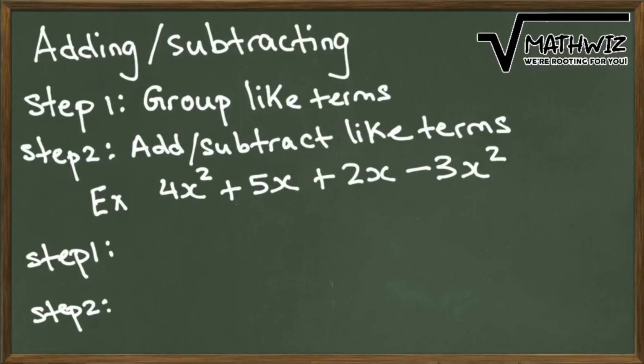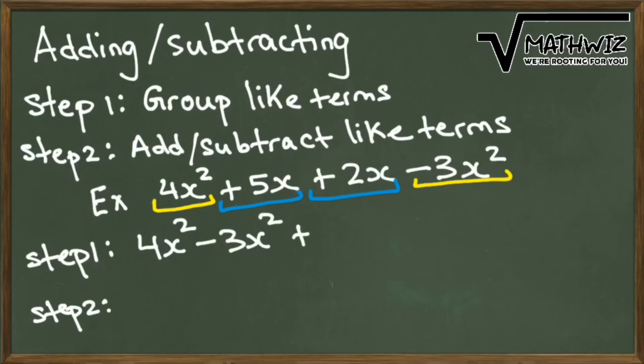And as we had mentioned in the previous video, just because they look the same, the letters have to be exactly the same. So this is x squared and this is x. So therefore they are not like terms. Okay, so what are like terms, however, would be the 4x squared and the minus 3x squared, as well as the 5x and the 2x. So we would have 4x squared minus 3x squared plus 5x plus 2x.